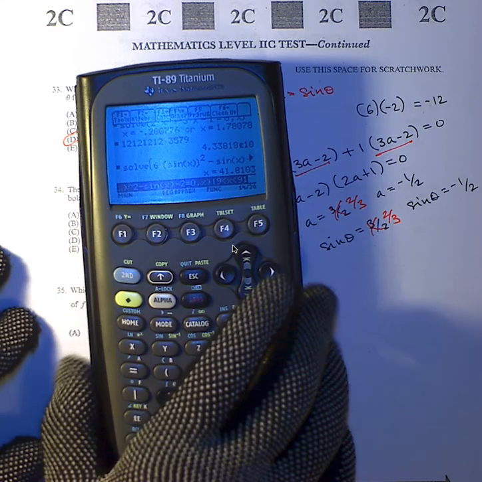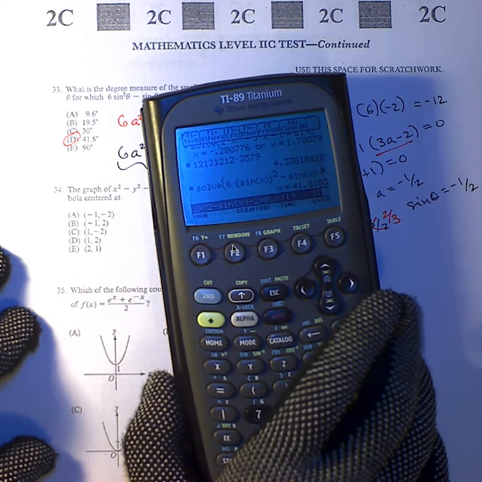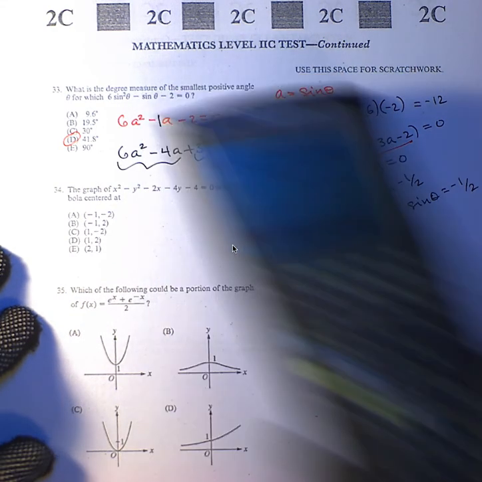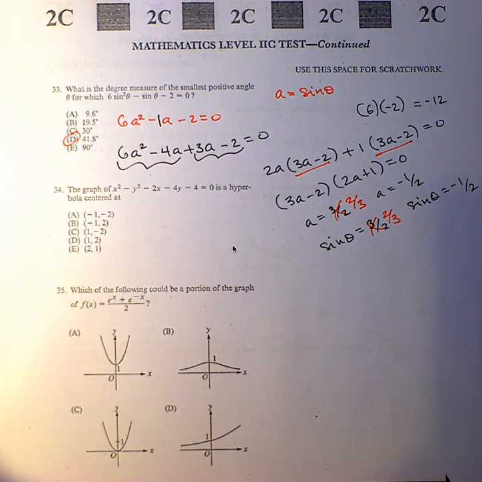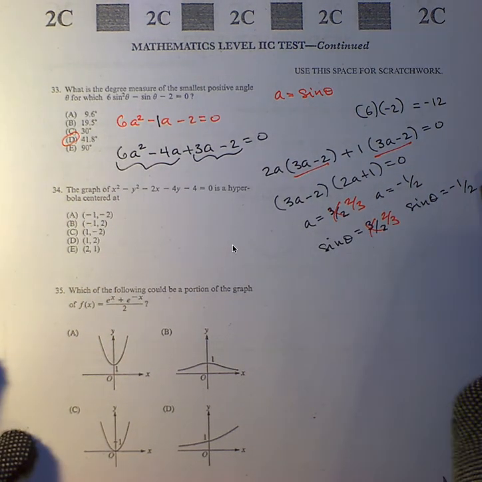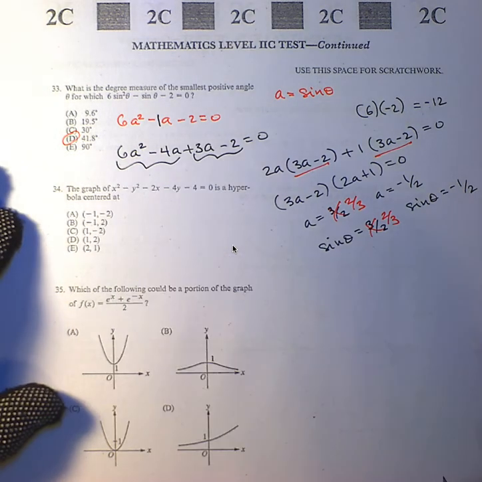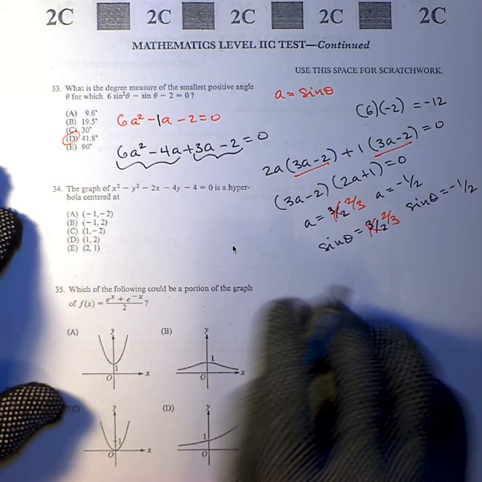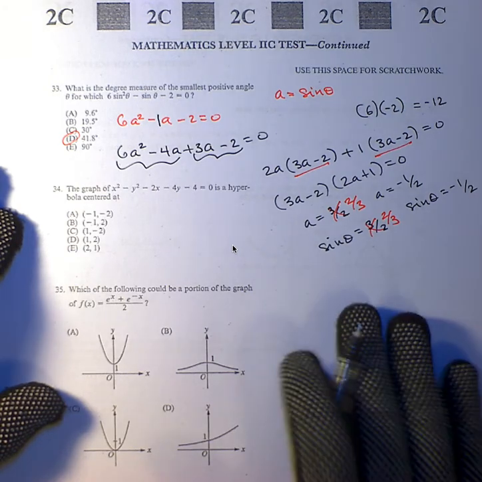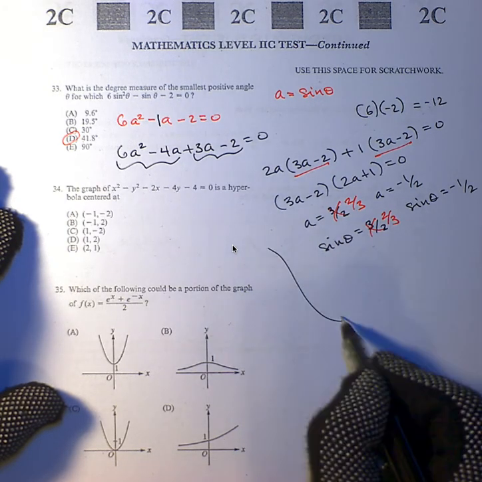And it took a little bit of time, but it solved it, right? And definitely much more efficiently than doing all that algebra and all that good stuff. All right, now next is the graph of a hyperbola, and we need to find its center. Remember, a hyperbola, and I have room here, so know that this is for 34.